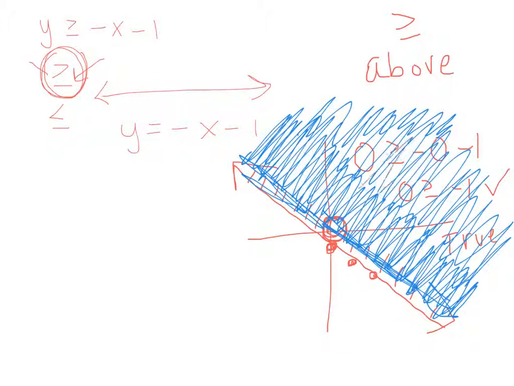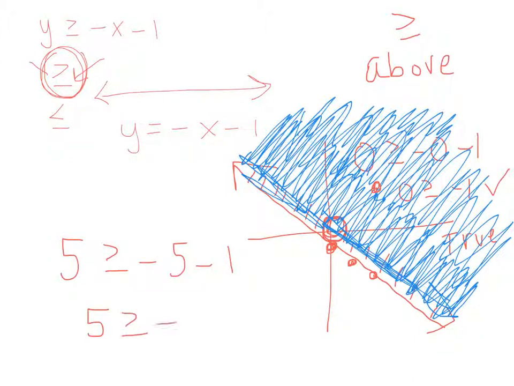So all of this is answers. That means I could pick any point over in this region and it would be true. So let's say, for example, I choose the point 5, 5. That would also make it true. 5 is greater than or equal to negative 5 minus 1. 5 is greater than or equal to negative 6. So any point I were to choose over on that part of the graph would be true.